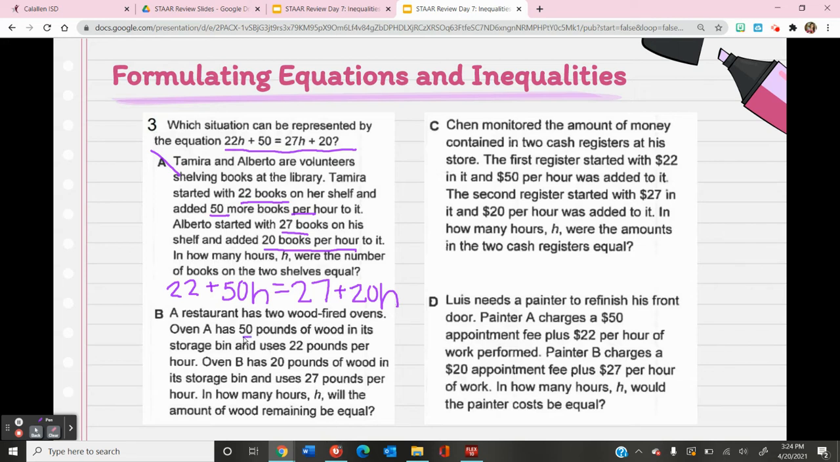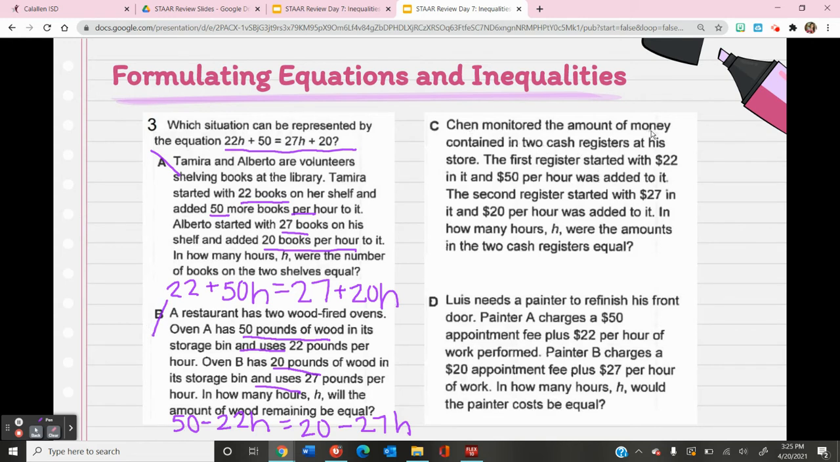So for oven A, they have 50 pounds of wood and they use 22 pounds per hour. Since I'm starting off with 50 and I'm using it, that means I'm subtracting 22H. And this is equal to oven B, who starts off with 20 pounds of wood, and they use 27 pounds per hour. So that's telling me that we are subtracting 27 every hour. So in our statement up here, in our situation, yes, we have the H correctly, but here we're subtracting and we're supposed to be adding. So B is incorrect.